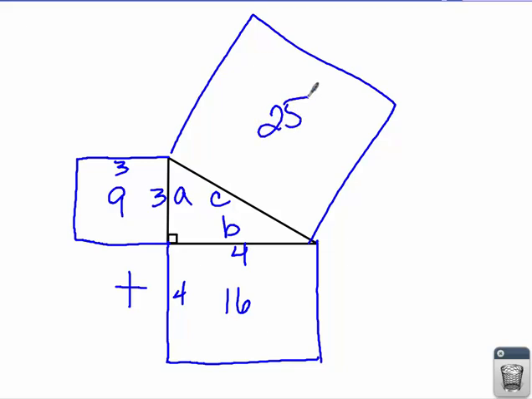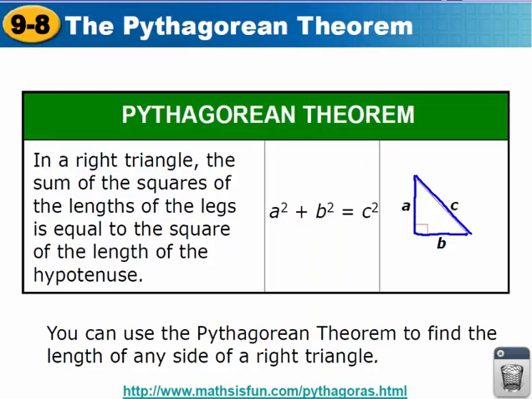Okay, so in this one I did 3 times 3 to get 9. This one I did 4 times 4 to get 16. So what number could I multiply by itself to get 25? Well, that would be the length of C, which in this case would be 5. That would be a 5 by 5 square. So the Pythagorean theorem says that if I take the square of the leg and the square of the other leg, add those together, that will always give me the square of the hypotenuse. That's what this a squared plus b squared equals c squared is all about.